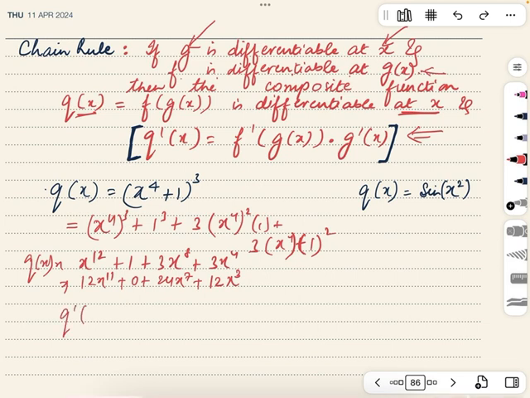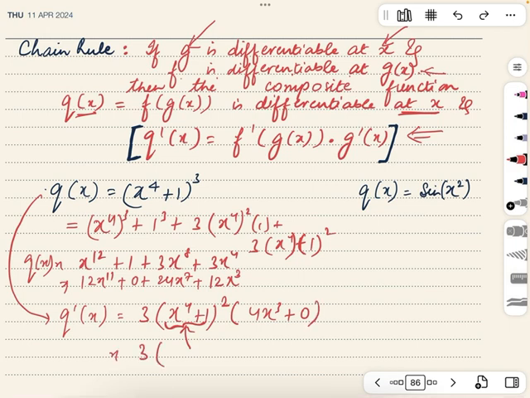So q dash of x, now we are going to find it by the chain rule. So 3 times (x to the power of 4 plus 1) whole squared times differentiation of this function also. This function means the whole of it. So 4x cube plus 0. Let's simplify.